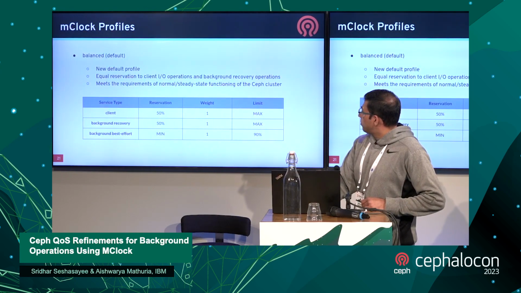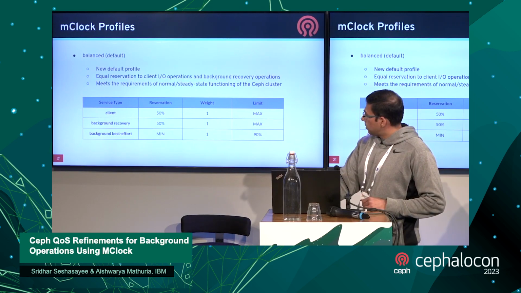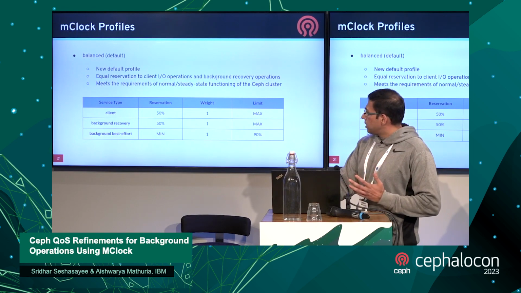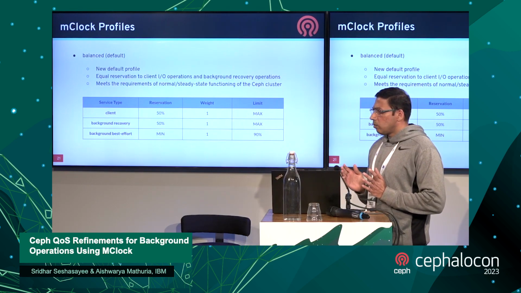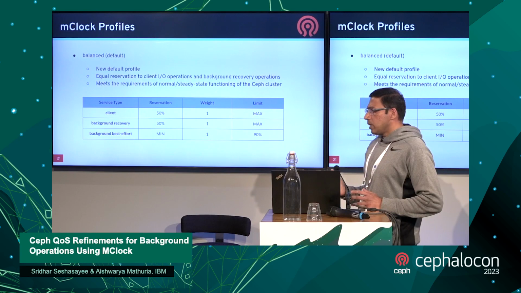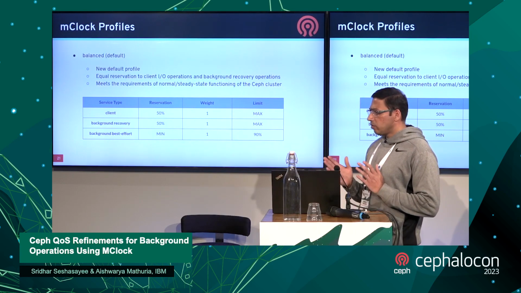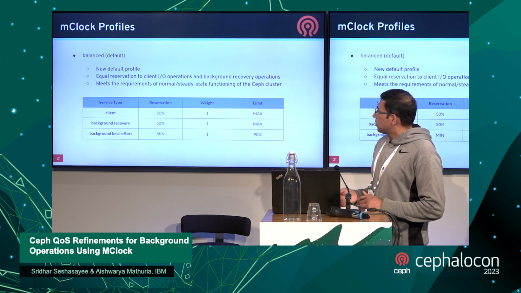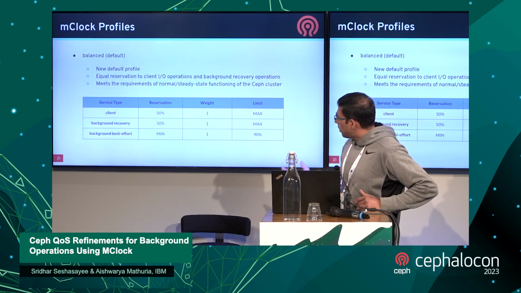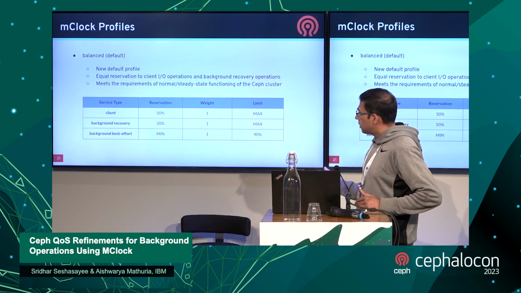So looking a bit deeper into the mClock profiles themselves. Earlier, high client ops was the default profile. But we discussed it further within our team, and we felt that high client ops would be one extreme, and high recovery ops would be the other extreme, and we needed a different profile somewhere in the middle. We thought the balanced profile would be a good fit for that. So here we give equal allocation to both client and background recovery.